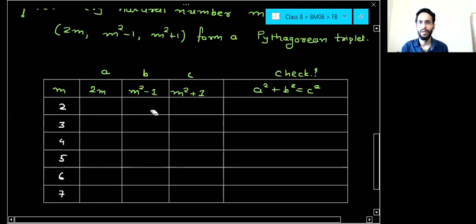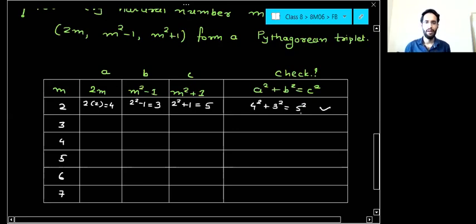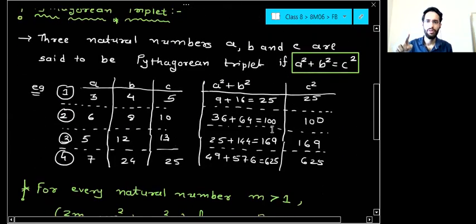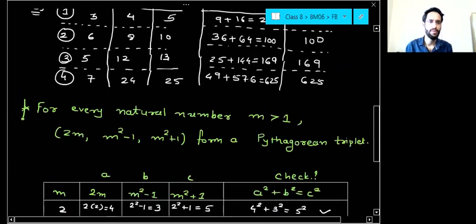Let me show you here. 2 into 2 will give you 4. 2 square minus 1 will give you 3. 2 square plus 1, that is 4 plus 1, will give you 5. So let us take a square plus b square equal to c square: 4 square plus 3 square equal to 5 square. Is it true or not? We have already checked and verified this.